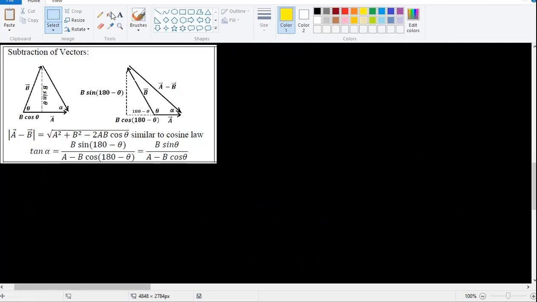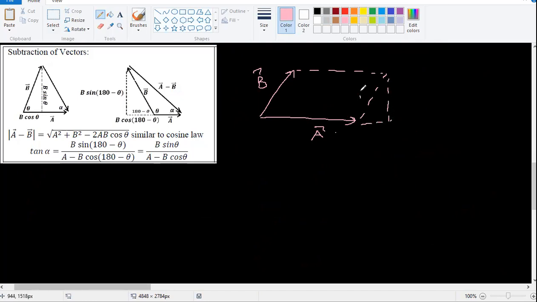Okay, so it's just going to be a revision. You already know this, so let's quickly do this. A is here, B is here. So vector addition means we said parallelogram. That means we said this is B, this is theta, this is also theta, this is B sine theta, this is B cos theta.